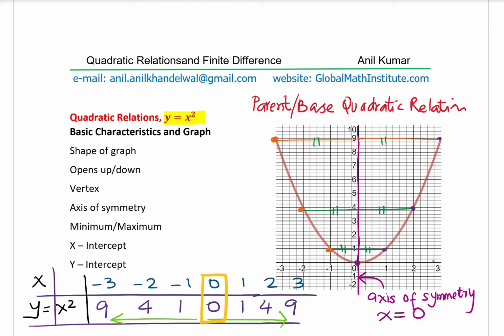Perfect. So that is what a parabola is. Now, let's answer the questions which are given here. Shape of the graph. Shape of the graph is always a parabola. Now, this particular parabola opens up. The vertex is this particular point here from where it turns. So vertex is the turning point.